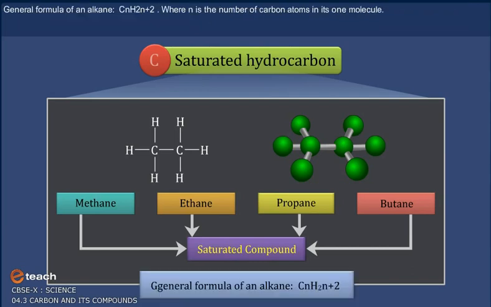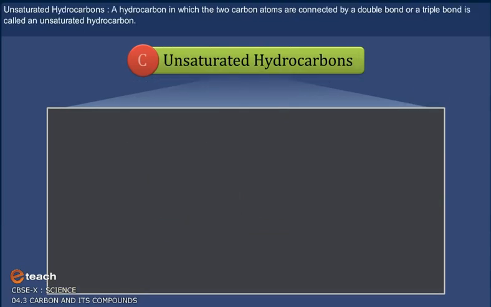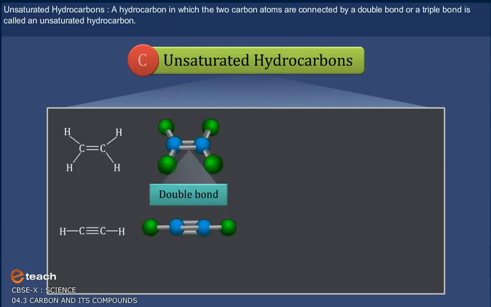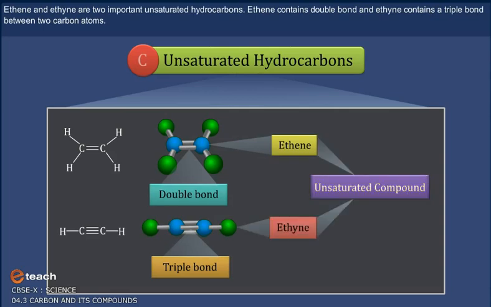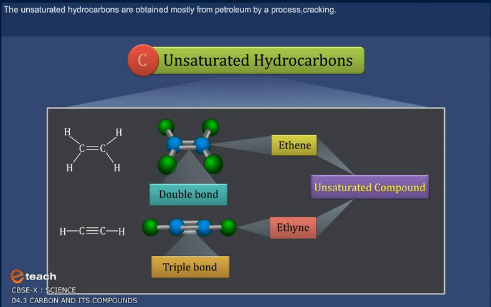The general formula of an alkane is CnH2n+2, where n is the number of carbon atoms in one molecule. Unsaturated hydrocarbons. A hydrocarbon in which two carbon atoms are connected by a double bond or a triple bond is called an unsaturated hydrocarbon. Ethene and ethyne are two important unsaturated hydrocarbons. Ethene contains a double bond and ethyne contains a triple bond between the two carbon atoms. The unsaturated hydrocarbons are obtained mostly from petroleum by a process called cracking.